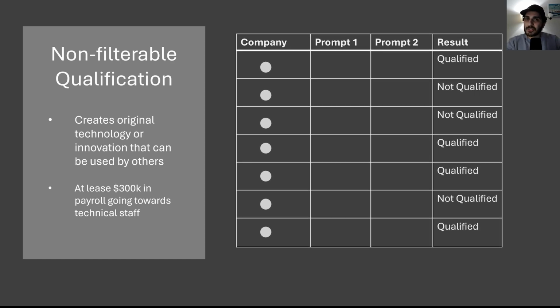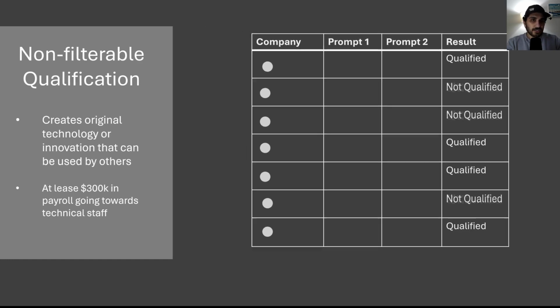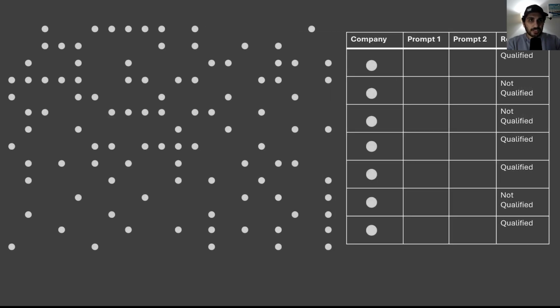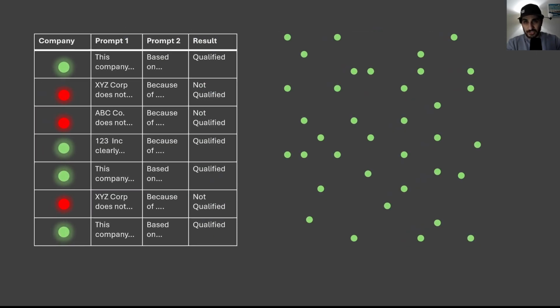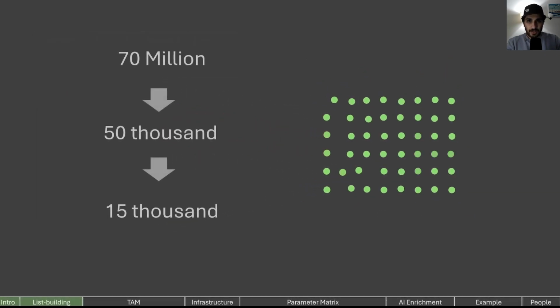All right. So we've got our prompts set up. We've got our 50,000 companies loaded into our database. Now we just need to run all of them through this system. So we click launch on the power up, and then it tells us which companies are qualified, which companies are not. Awesome. So now we went from 70 million to 50,000. Then we got rid of 15,000.